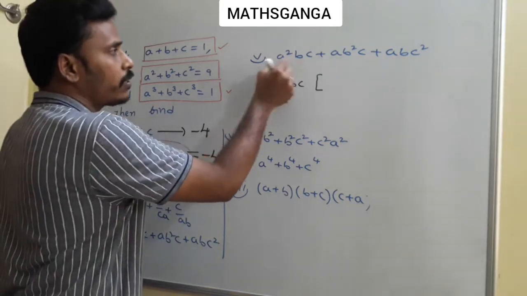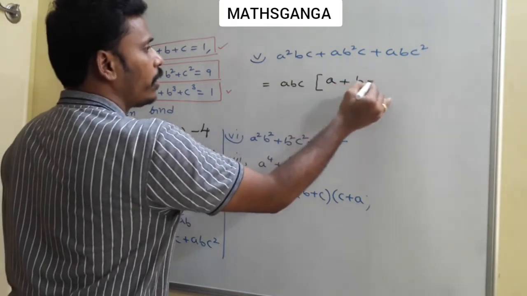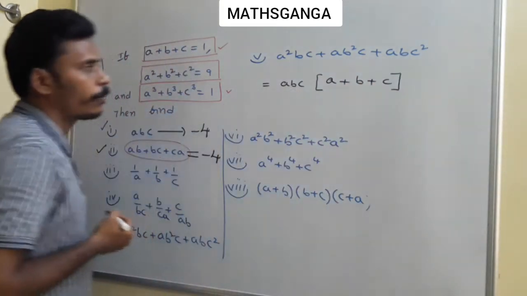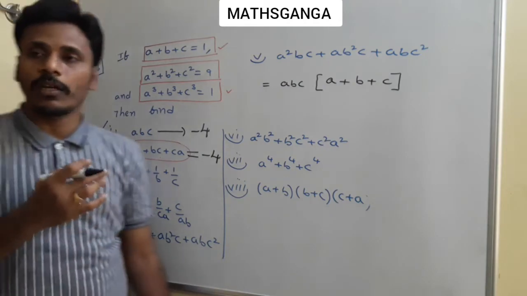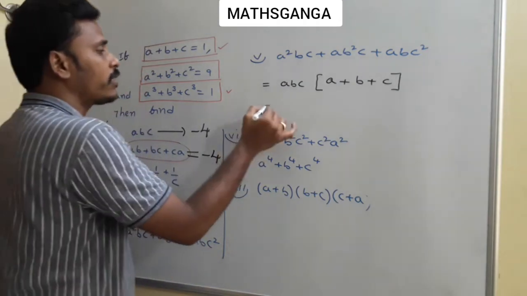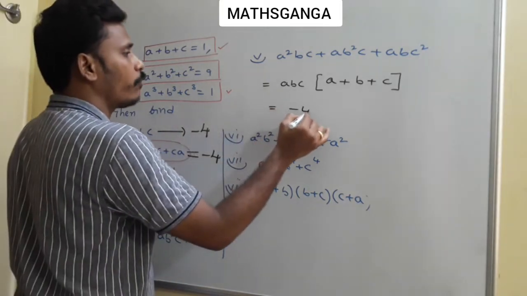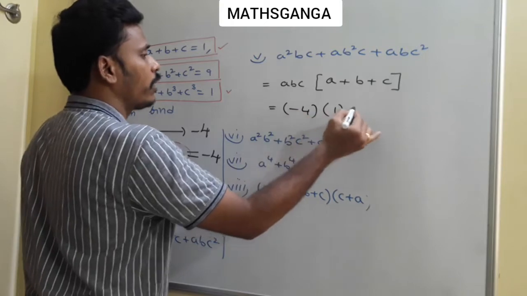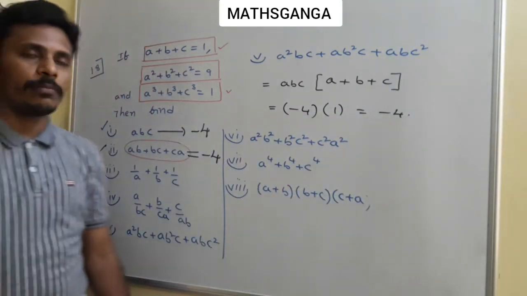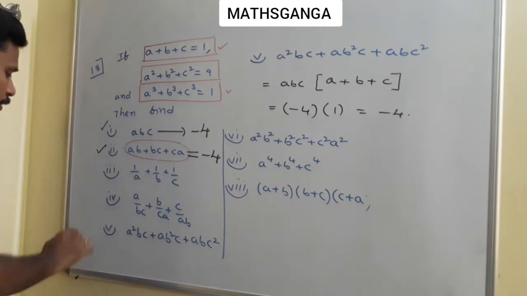If you take out abc, you are left with a here, b here, and c here. At the end, the summation is equal to abc times a plus b plus c. And what is abc? As we found, abc is minus 4, and a plus b plus c is 1, so our answer is minus 4 again for a square bc plus a b square c plus a b c square. There ends the fifth part.